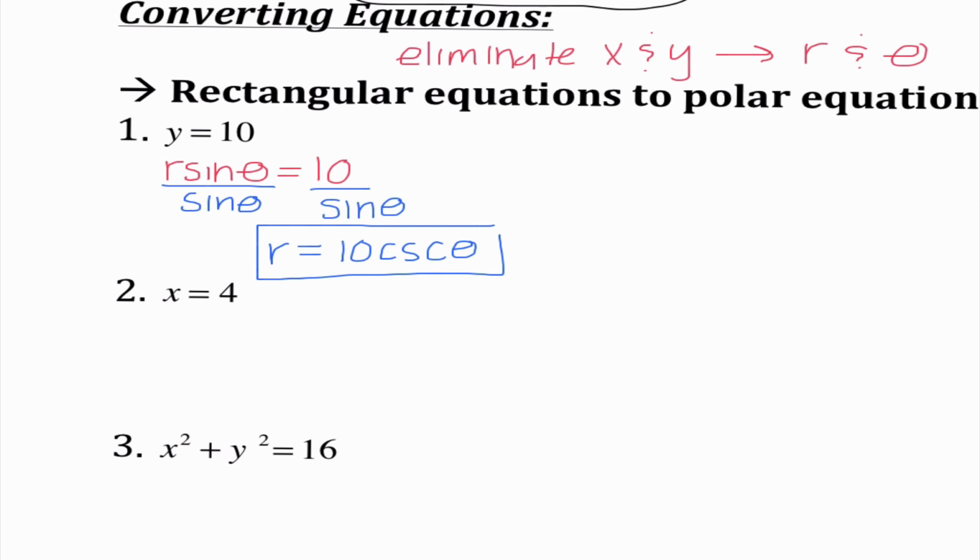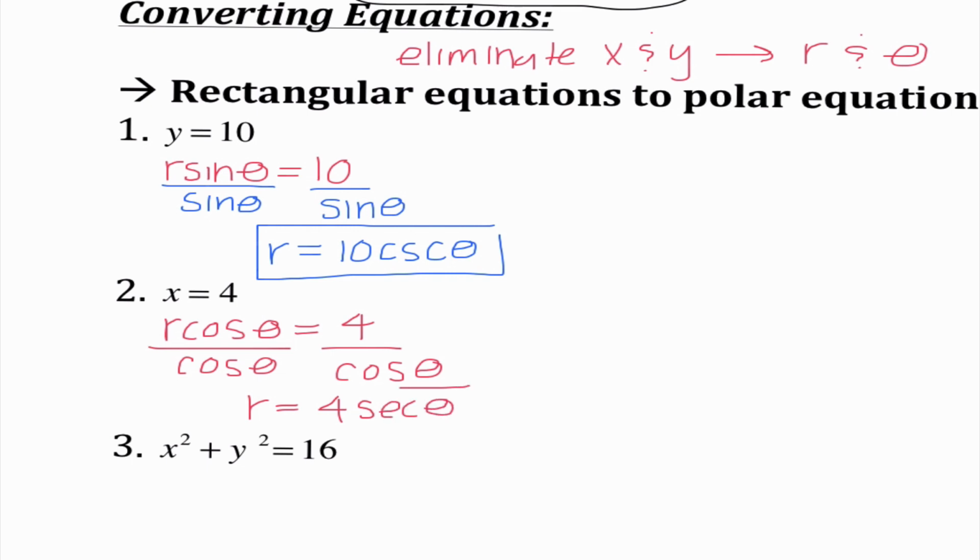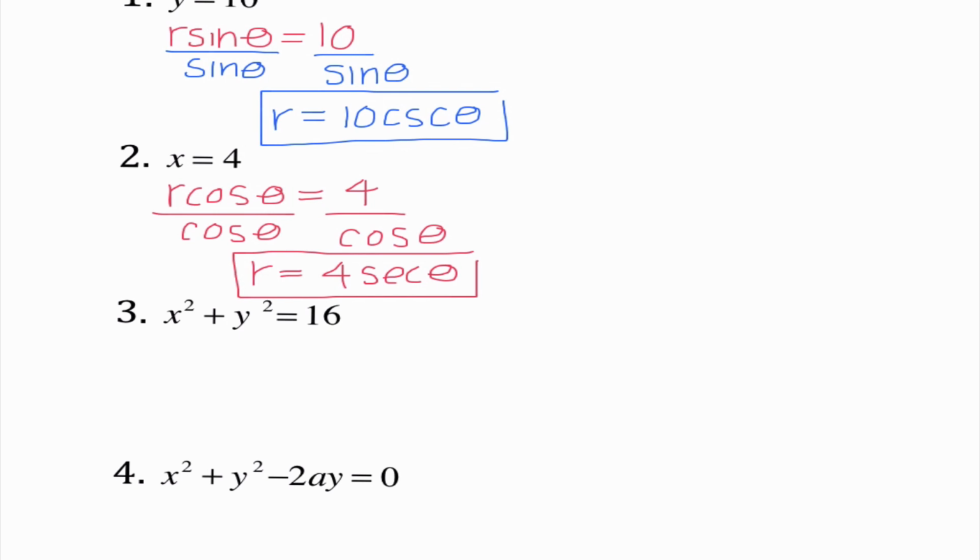For our next one, we just need to replace the x. So I'm going to write r cosine theta equals 4. This time, I'm going to divide both sides by cosine theta, which gives me r equals 4 over cosine theta. I know 1 over cosine is the same thing as secant theta. Trig never goes away, guys.